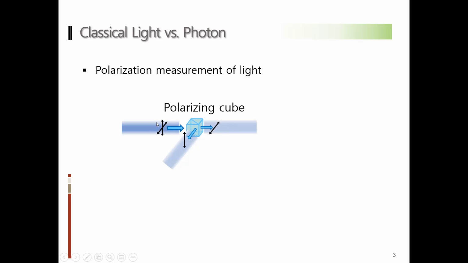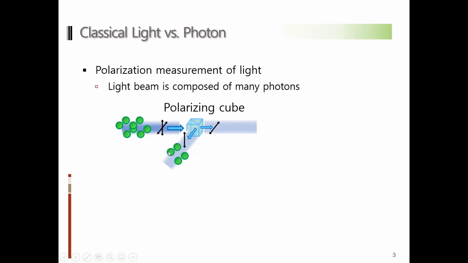But we know that inside this light, all the energy is carried by the photons. So what really happens is there are a lot of particles in the form of photons. And what this describes is that half of the photons will be transmitted, while half of the photons will be reflected.